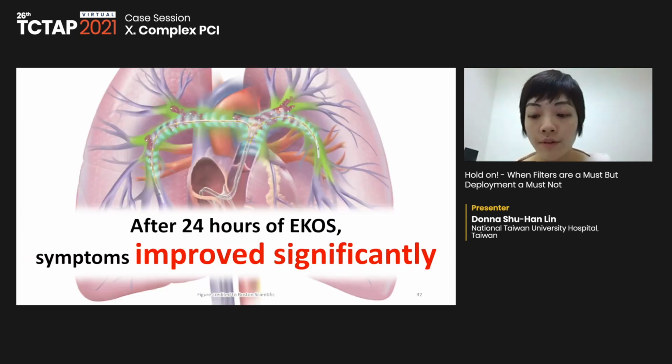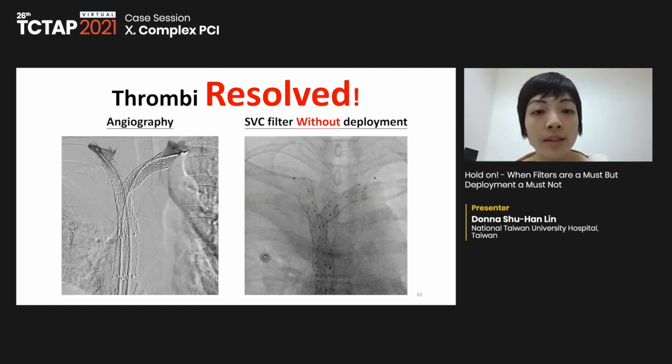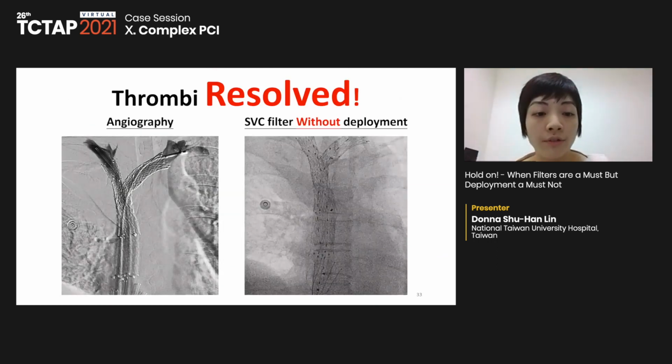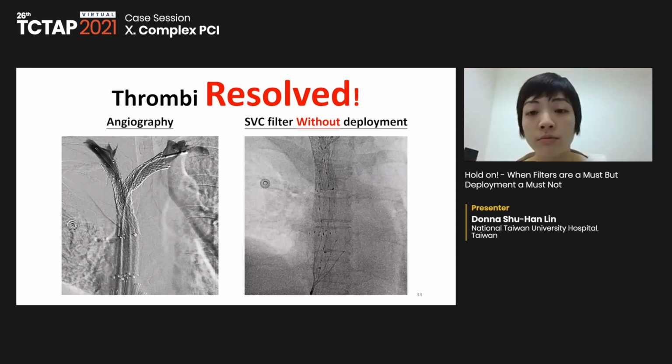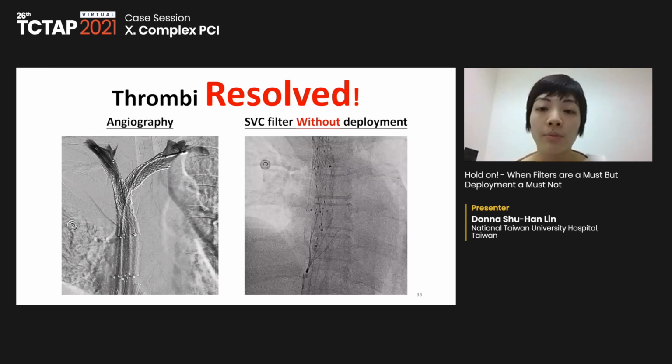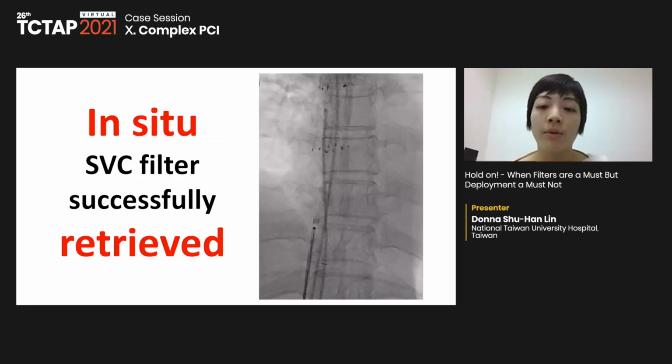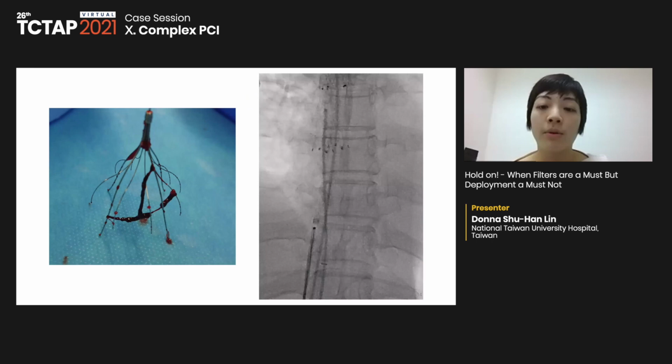And then the patient received 24 hours of ultrasound-assisted thrombolysis at the critical care unit, and symptoms improved significantly. After ECOS thrombolysis, angiography showed that the thrombi had almost completely resolved, and the SVC filter was still in place, even without deploying. At this time, we retrieved the in situ filter successfully, and you could see that there was much thrombus on the filter that we retrieved.